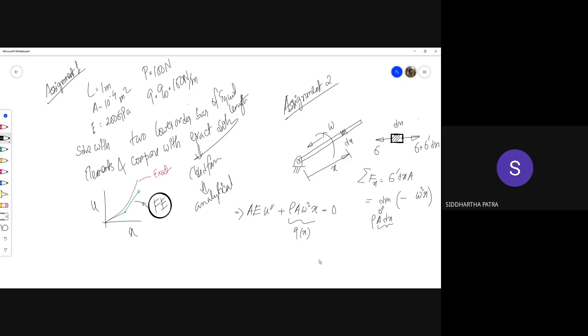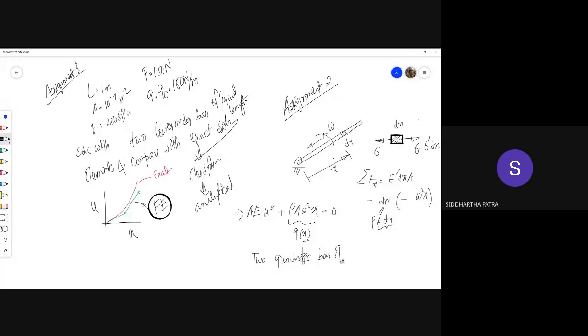Okay, so solve this problem by taking two. Again, as you can see, your q of x is linear in x, which basically means the exact solution is cubic. So even if you try two quadratic bar elements, just like this case, you are not going to get the exact solution but an approximate solution.